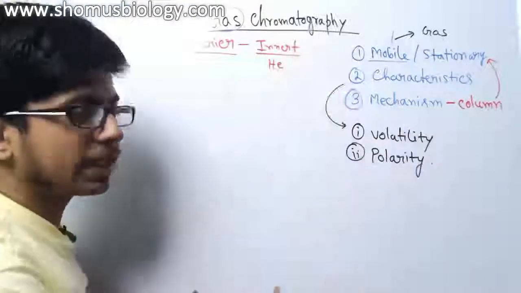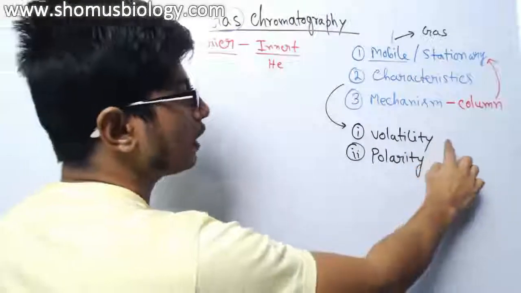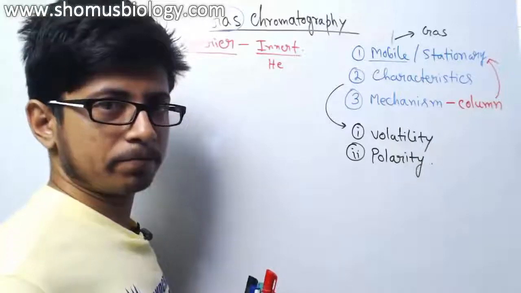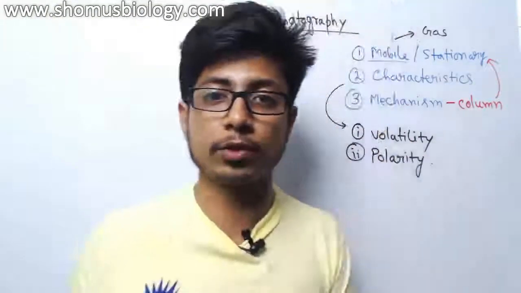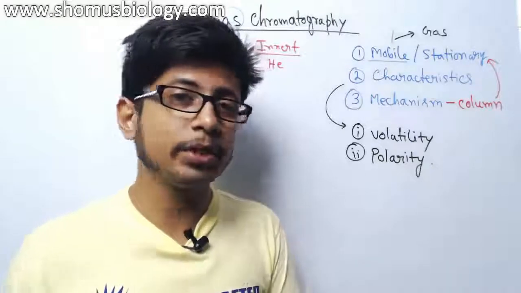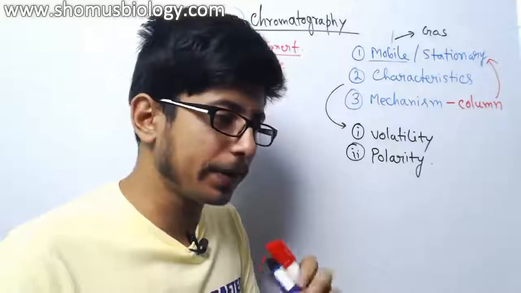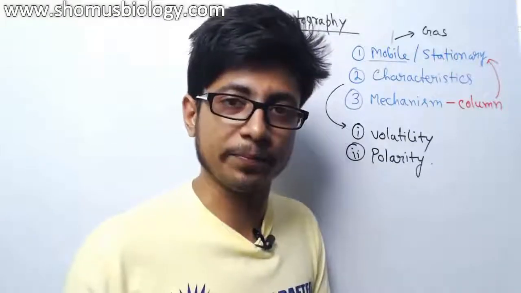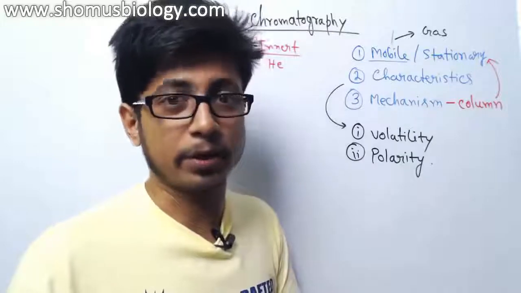So all the compounds that we will separate using gas chromatography will be based on their volatility and polarity. For separating chemical compounds using gas chromatography, that molecule must be volatile. Otherwise, we cannot separate those molecules using gas chromatography. So you have to have a volatile compound in the gas chromatography running.